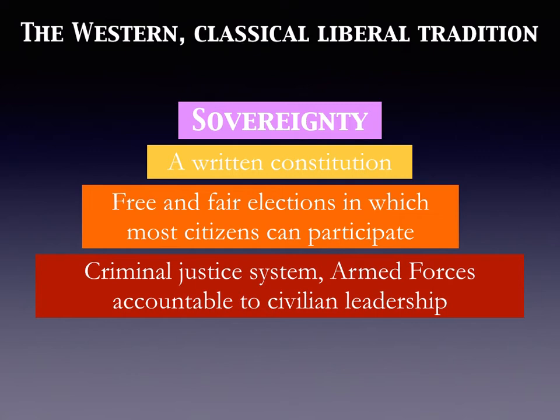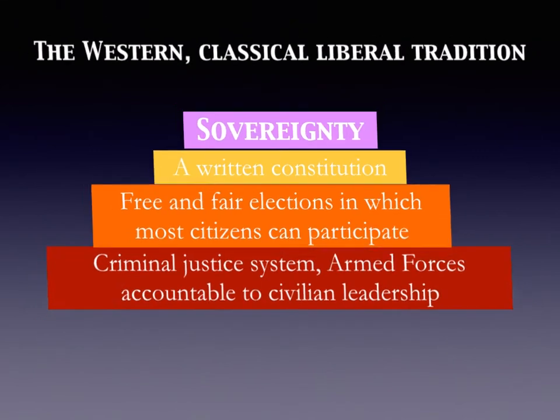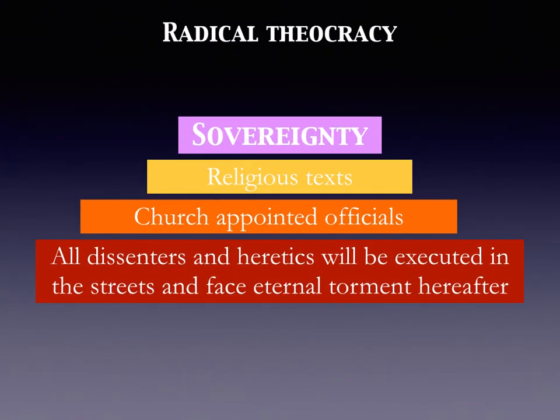This isn't the only system that these building blocks can be aligned in. Let's take a look at a radical theocracy. A form of power is all dissenters and heretics will be executed in the streets and face eternal torment hereafter. This is laid down by the authority figure of church-appointed officials, and that's a legitimate system because of religious texts. This isn't the system for me, this isn't the system that most of us desire, but we can see how the same building blocks build a very different system of government. And the ultimate question is, does it work? Will it blend? Does sovereignty rest on top? Can this system control its own borders?